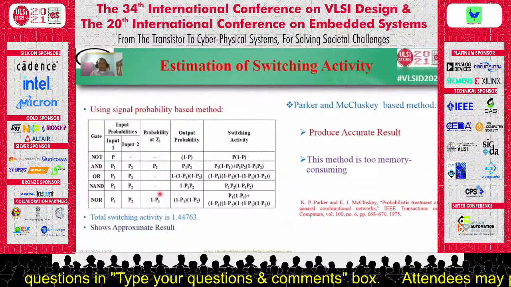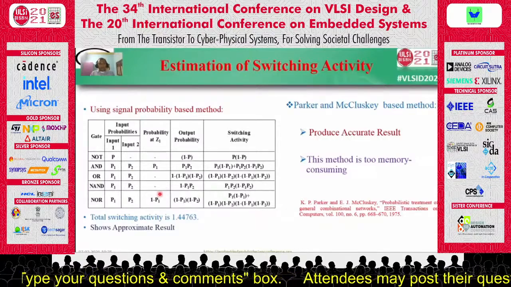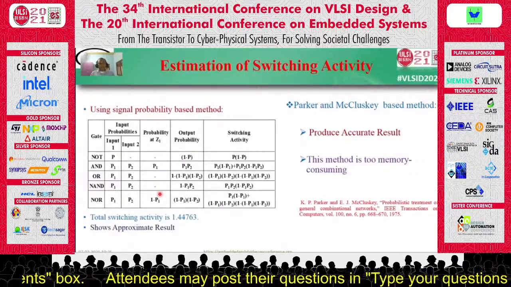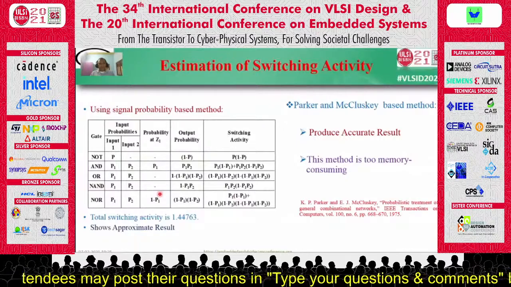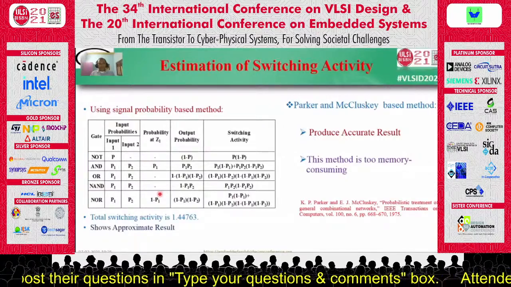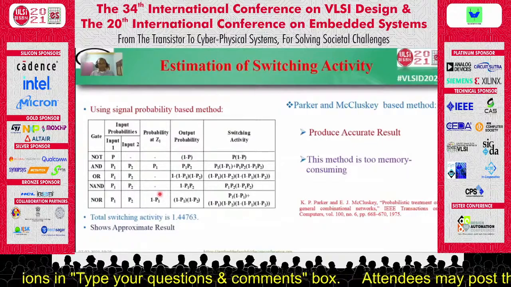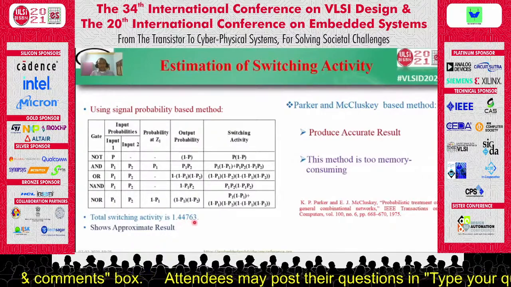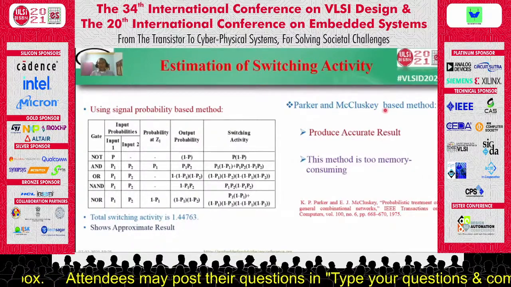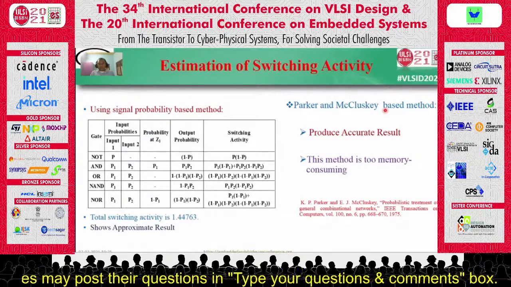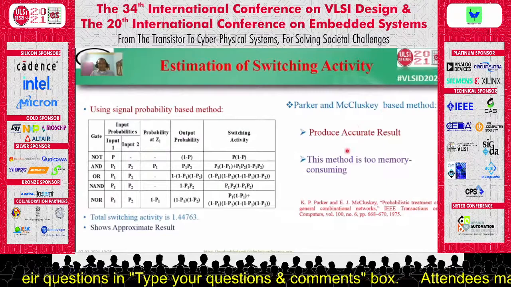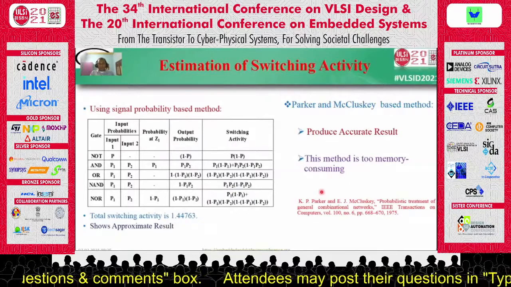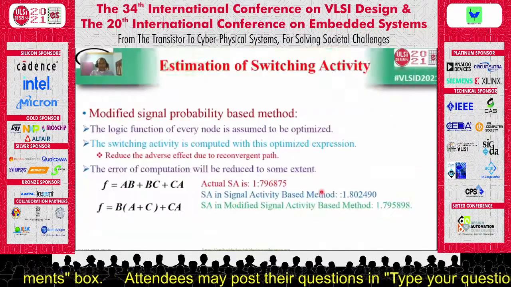and these probabilities are propagated, but this concept does not produce the total switching activity exactly. It produces an approximate result due to the reconvergent path. If we compute the switching activity for the given circuit, in this case the total switching activity is 1.44763. It is an approximate result. Parker and McCluskey's method is used to calculate the switching activity accurately, but this method is very time consuming, hence this method is also not feasible for practical implementation.